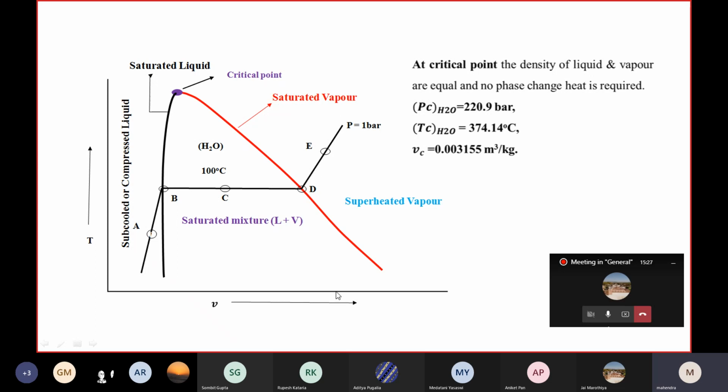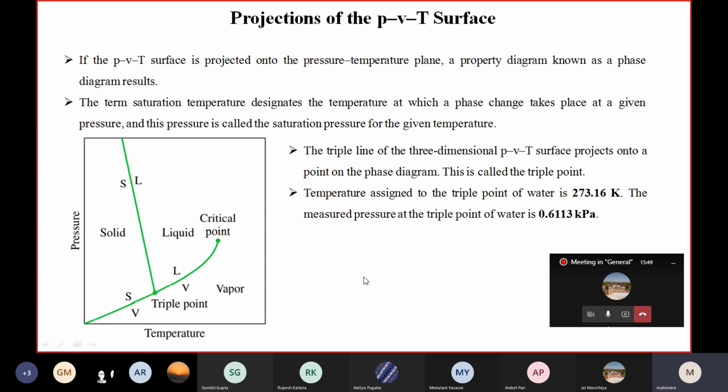Like this, many processes and many points are achieved in any refrigeration cycle or power cycle. So the question is how to calculate properties wherever you want, at this point, here, anywhere. That is our study in this particular chapter.